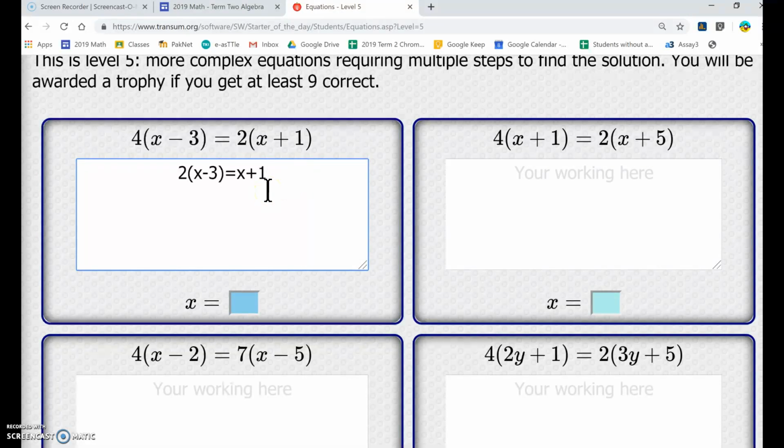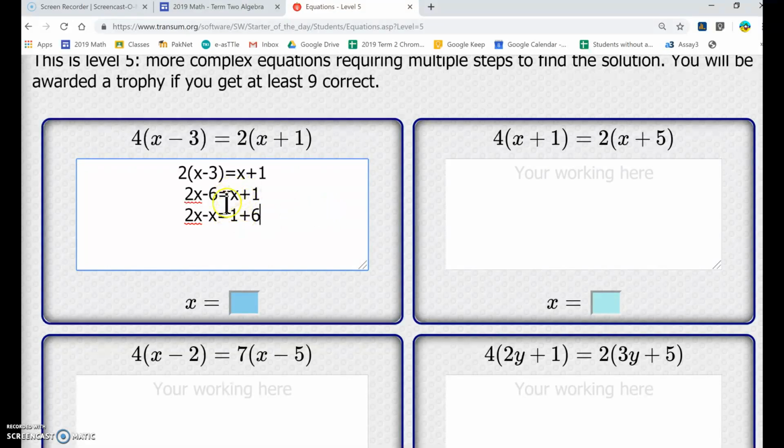Now I need to expand the left-hand side. So 2x minus 6 equals x plus 1. Okay, now I need to get the x's on the left-hand side and the numbers on the right-hand side. So 2x minus x equals 1 plus 6.